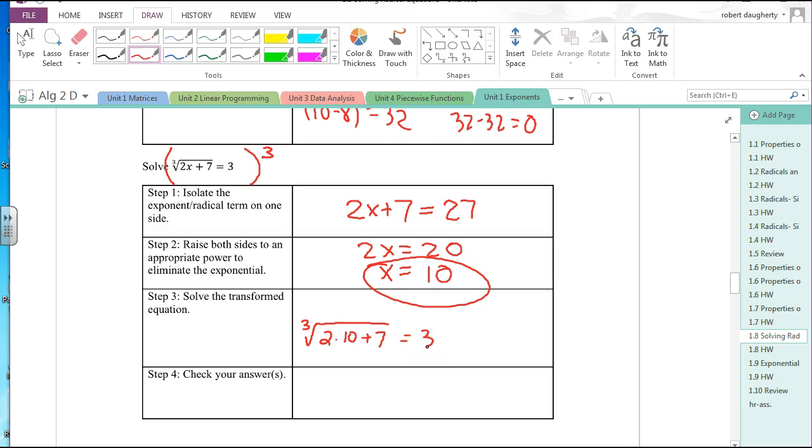What's 2 times 10? 20. 20 plus 7 is 27. Cube root of 27 is 3. So this says that 3 equals 3, which is true on most days of the week, right? So there we go. So x equals 10 is the solution to this problem.